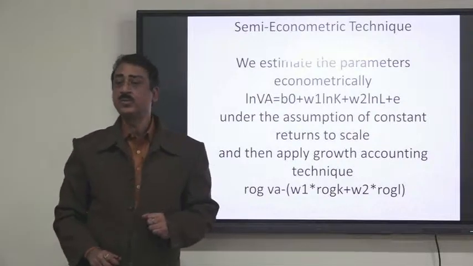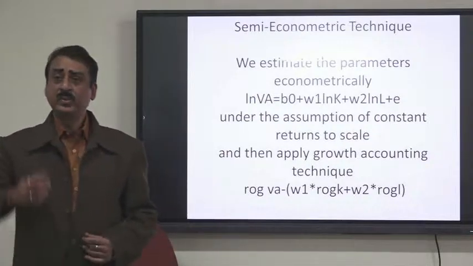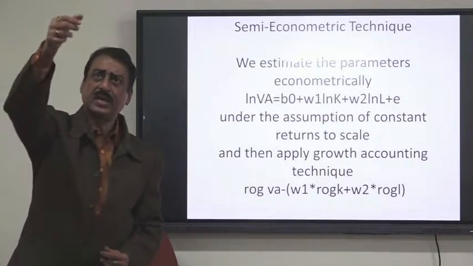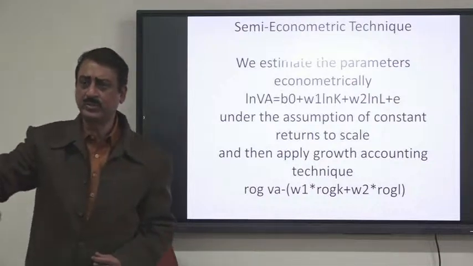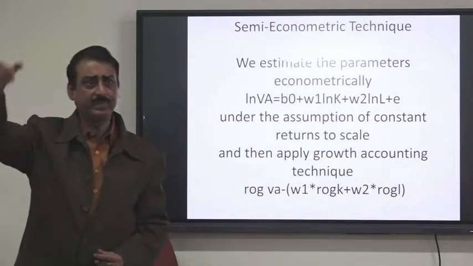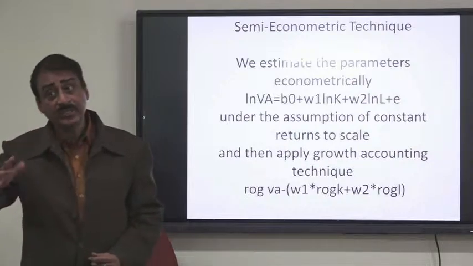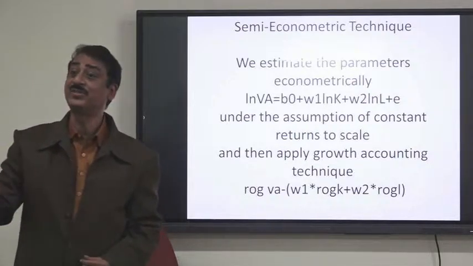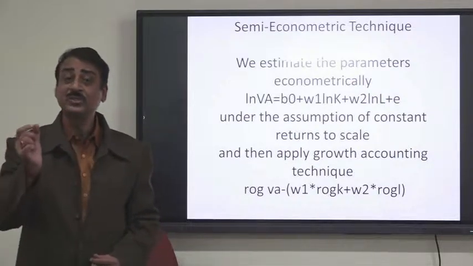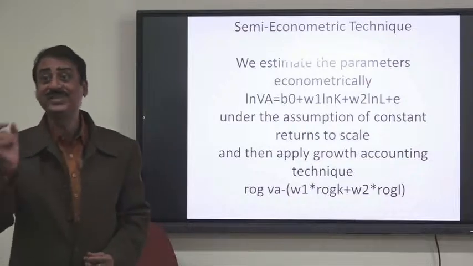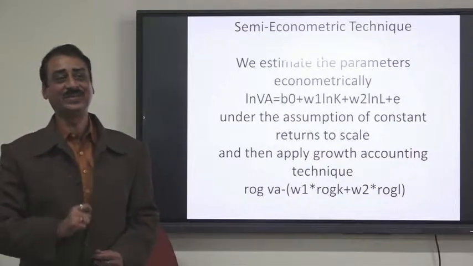But here there is one problem. You have a series, let us say starting from 1980 to 2024, of value added, capital, and labor. The share of labor and share of capital is changing over time. It is not fixed. So how much labor share for which year should be taken is a key question.